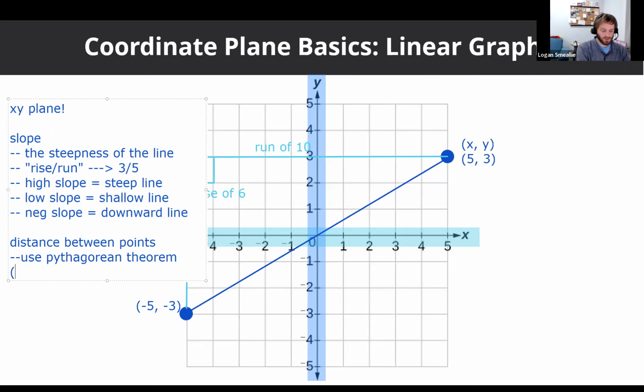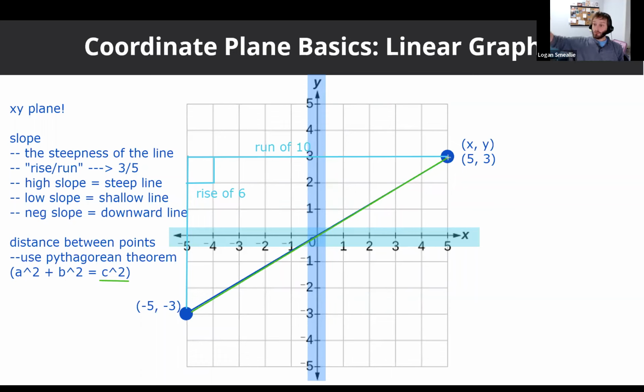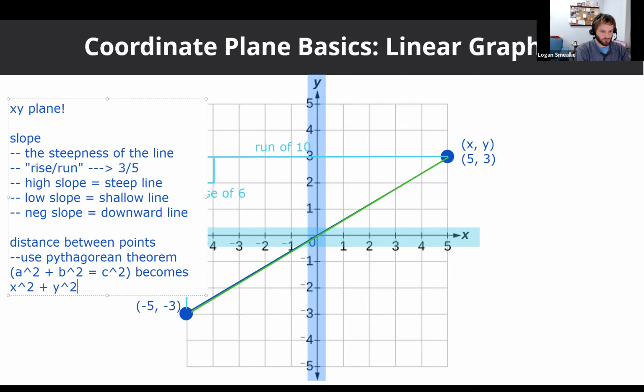What is that? It's usually written as a squared plus b squared equals c squared. And that c is the hypotenuse of the triangle. So the long side of the triangle is also the line that we're trying to measure the distance of. It's the shortest distance between those 2 points. So in this case, it becomes x squared plus y squared equals basically distance squared.